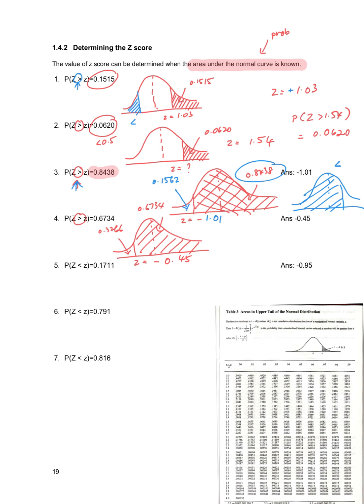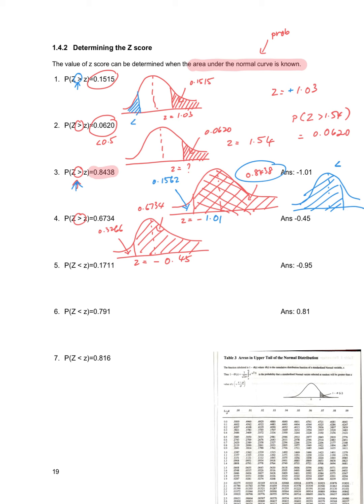Okay, next question. Probability of Z less than Z equals to 0.1711. So kita akan lukis dia punya region. Tengok sign dia kurang, and then the probability value dia kurang 0.5. So kita boleh kata value dia ada di sebelah kiri. Kita akan lorek kat sini, sebab tanda dia kurang dan probability value dia pun kurang 0.5.